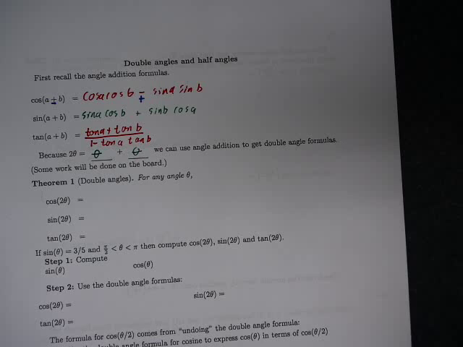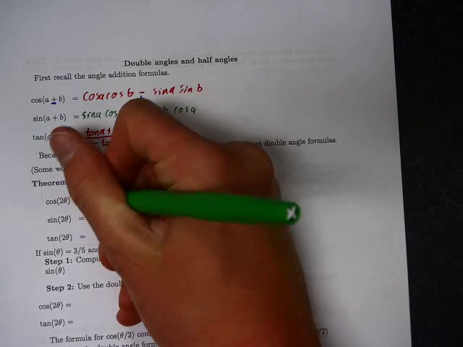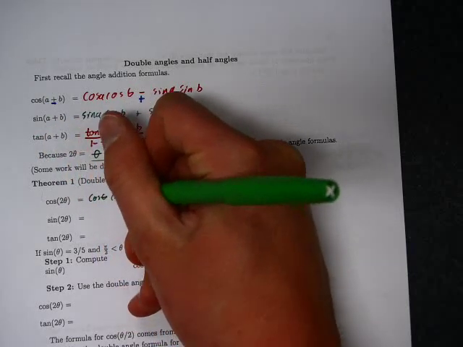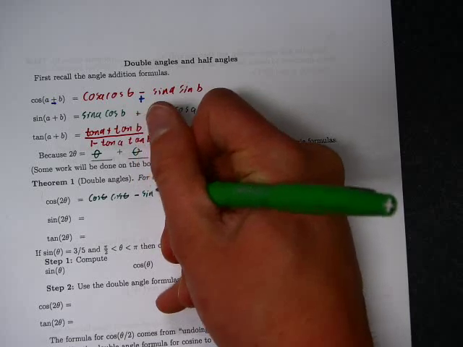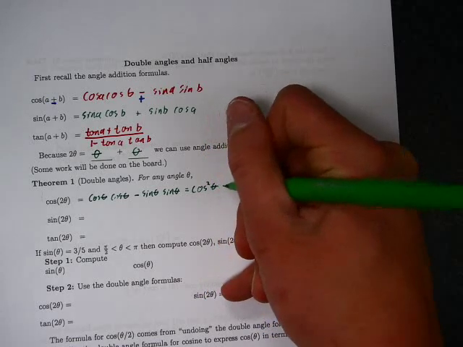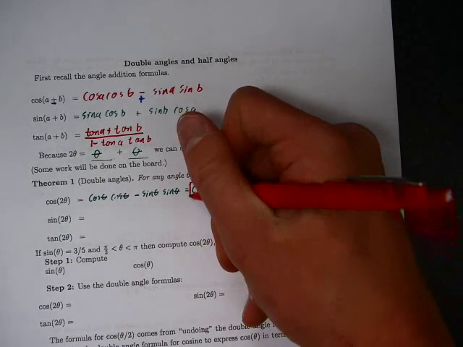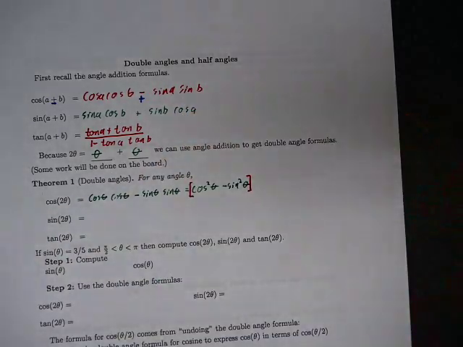So, let's walk it out, and I'll box the simplified version of these formulas in various colors. So, since cosine of 2 theta is the same as cosine of theta plus theta, we can use angle addition. Cosine of theta plus theta will be cosine theta cosine theta minus sine theta sine theta, also known as the square of the cosine of theta minus the square of the sine of theta. So there's one version of the double angle formula for cosine.